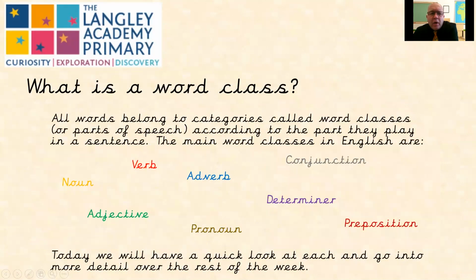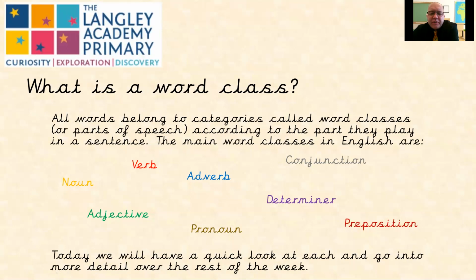But to start with, we're going to look at a little bit of grammar, in particular, some word classes. That means what type of word they are. What is their purpose within a sentence? Now, all words belong to categories called word classes or parts of speech, according to the part they play in a sentence. The main word classes in English are verb, conjunction, noun, adverb, adjective, determiner, pronoun, and preposition.